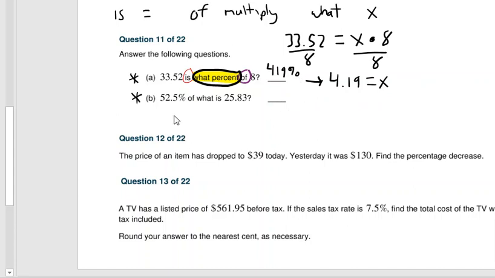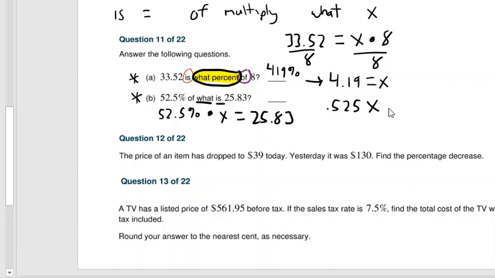Okay. Now for the next one, 52.5% of what is 25.83? So 52.5% of, okay, remember the word of means times. What, remember that's our variable, is, remember that's our equal sign, and then we have 25.83. So we're now going to change that percentage to a decimal.